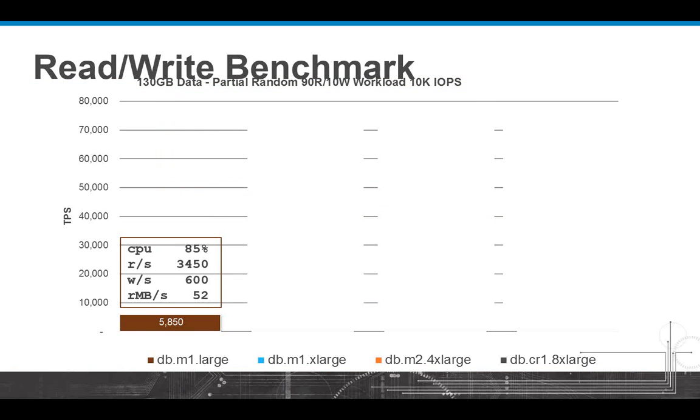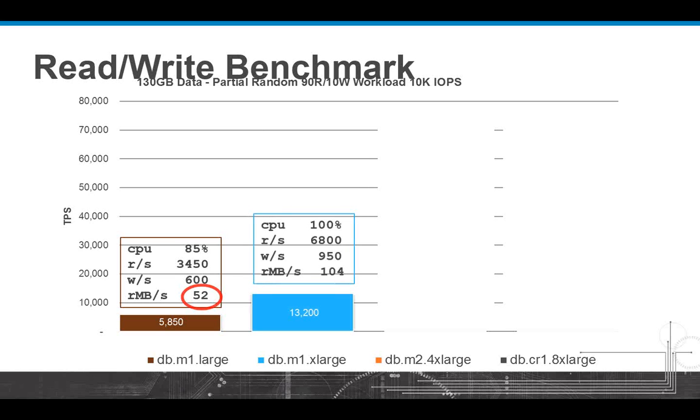Okay, so let's look at the various instance types in this particular benchmark, and take a closer look at some of these metrics. An M1 large instance has 500 Mbps of bandwidth available to EBS. So you can see that in this benchmark, we got up to 52 megabytes per second in terms of read bandwidth. So this is kind of a cap for the M1 large instance.